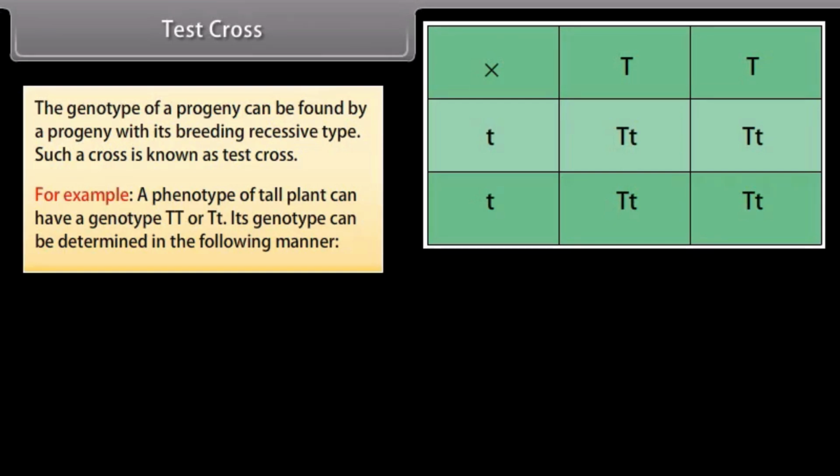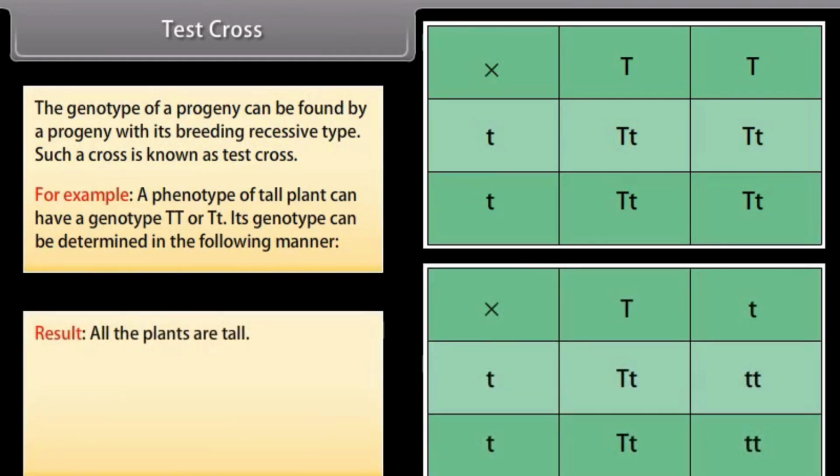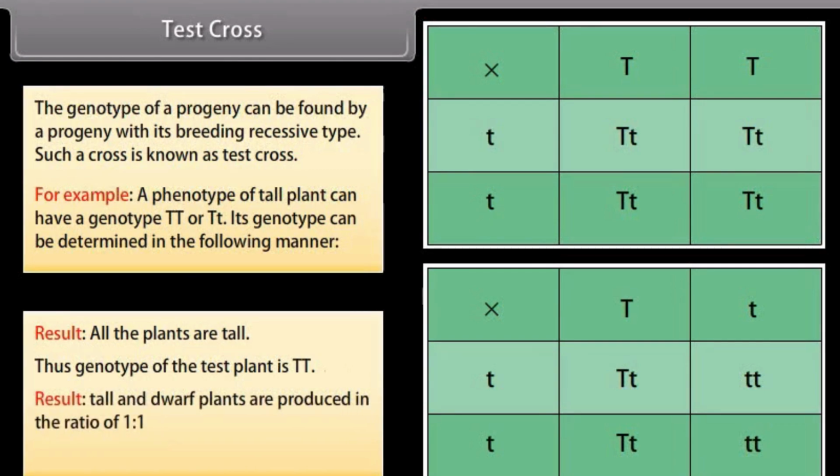In the first case, all the plants are tall, thus the genotype of the test plant is TT. In the second case, tall and dwarf plants are produced in the ratio of 1:1. Thus, genotype of test plant is Tt.